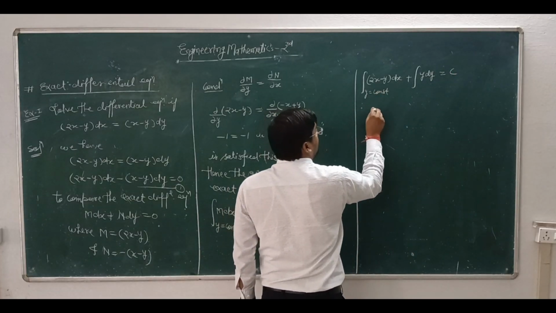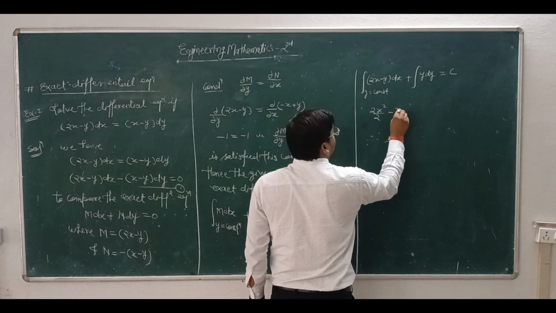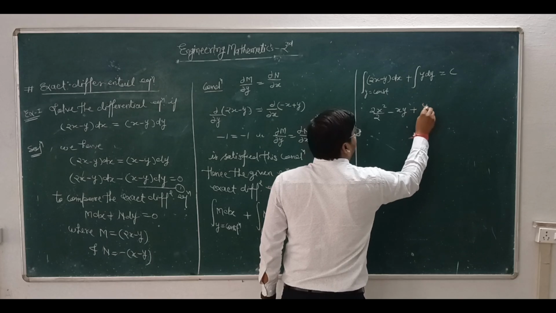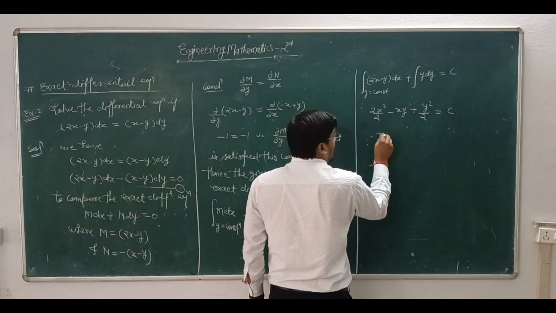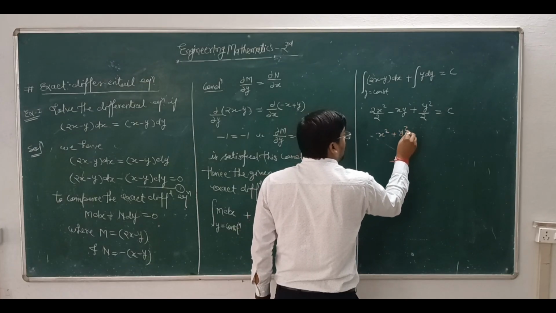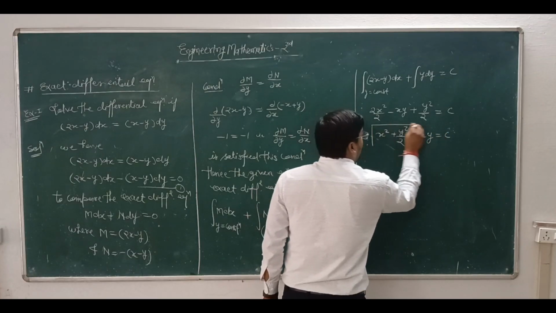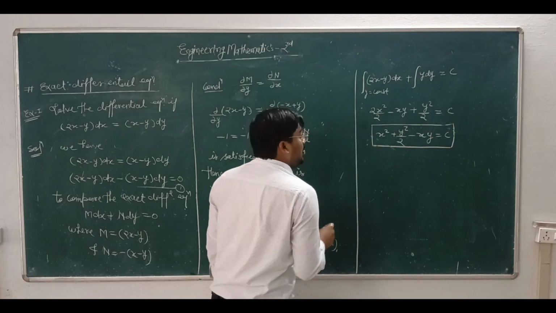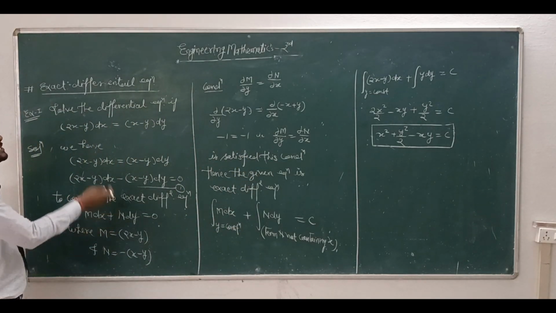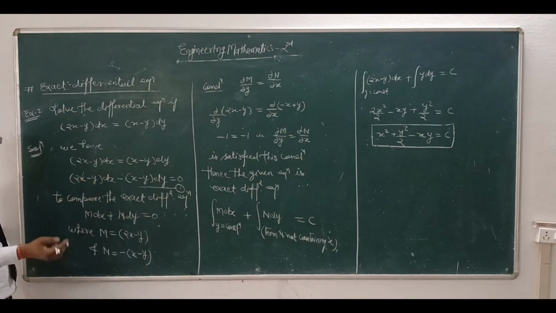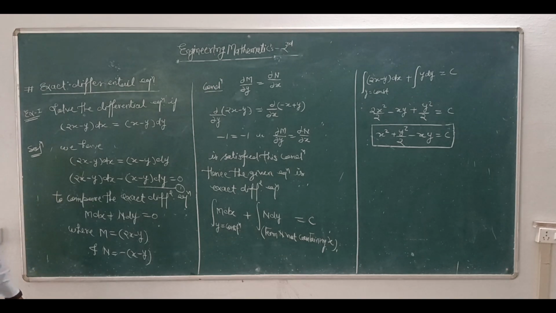Now you can integrate: 2x square by 2 minus xy plus y square by 2 is equal to c. Now you can write x square plus y square by 2 minus xy is equal to c. This is the solution of your differential equation first. This is a most important step for exact differential equation. Please note down this numerical. This is important for your examination.